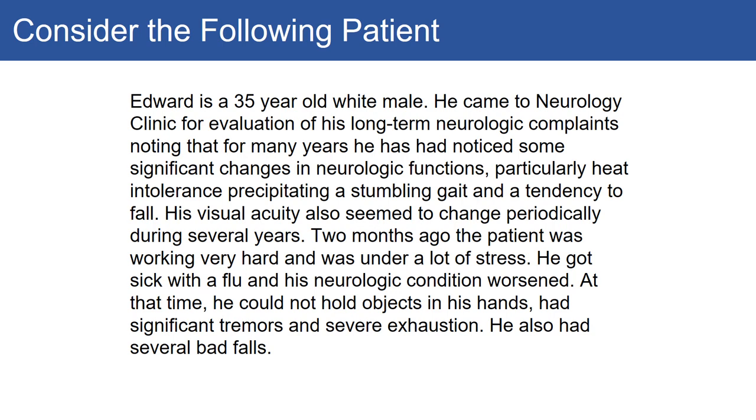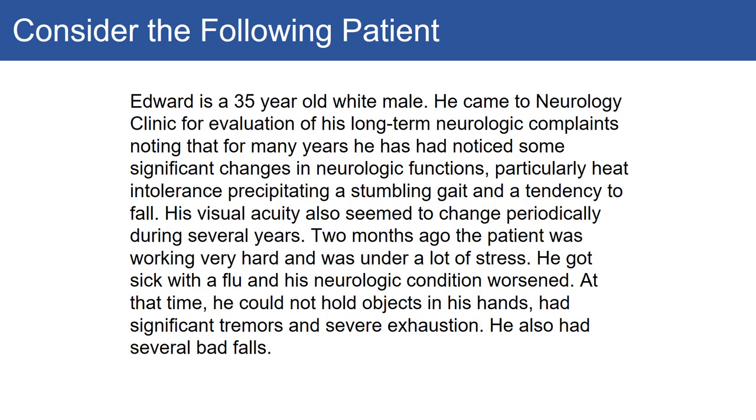Edward is a 35-year-old white male. He came to a neurological clinic for evaluation of his long-term neurological complaints, noting that for many years he has noticed some significant changes in his neurological function, particularly heat intolerance, precipitating a stumbling gait and a tendency to fall. His visual acuity also seemed to change periodically during the several preceding years.